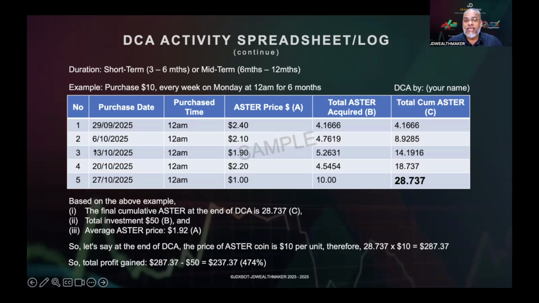Can you see that? But please understand, this is just a sample. Okay, I'm not giving you anything actual here. It's just a sample so you can see and understand how this DCA works.